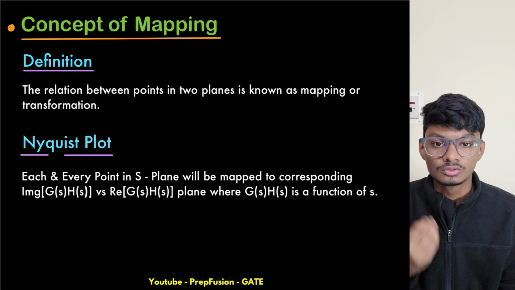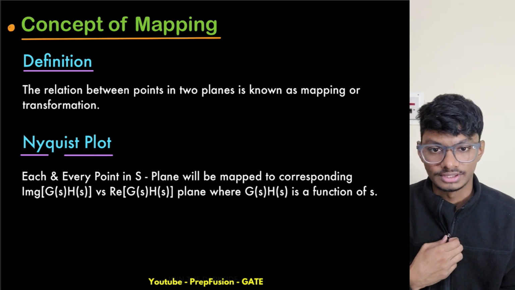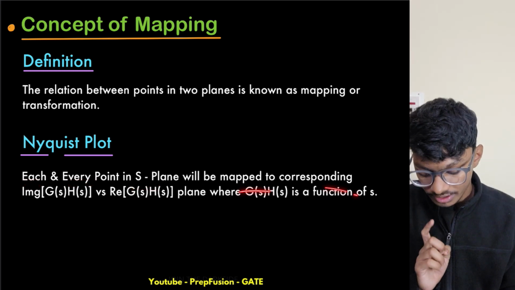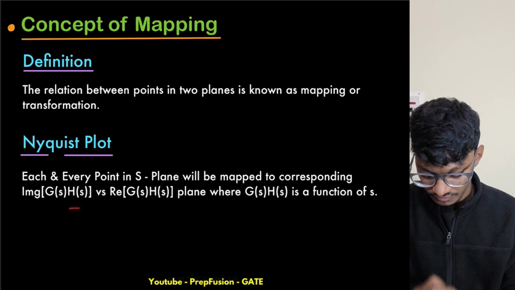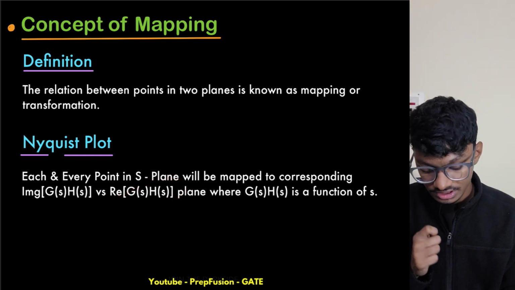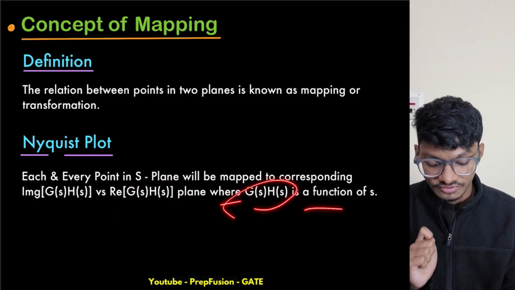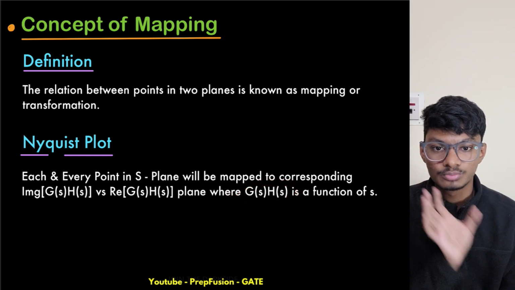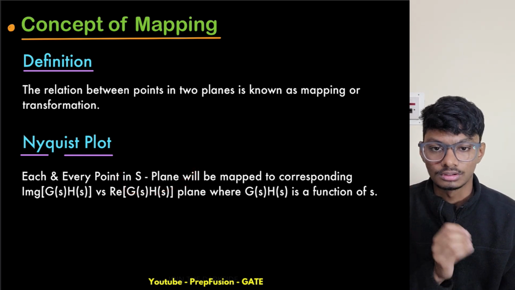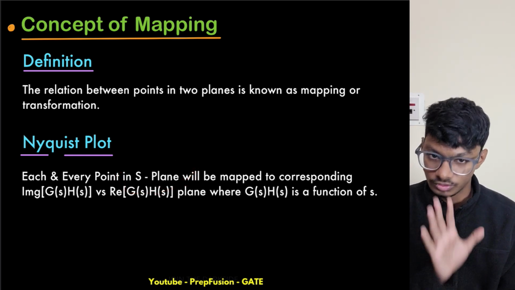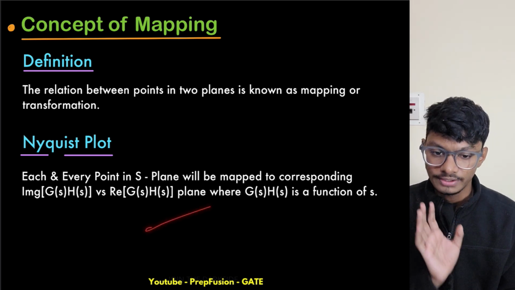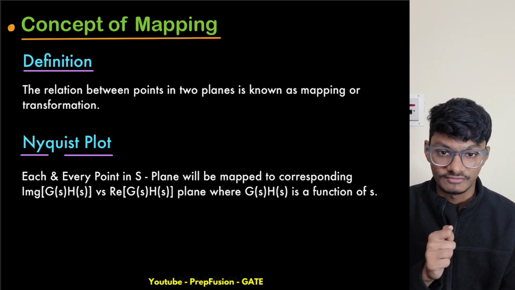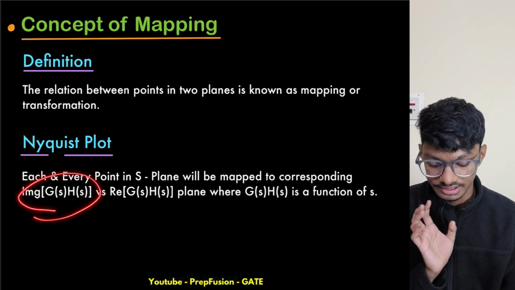Now, why is it used in the Nyquist plot or in control systems? Each and every point in the S plane will be mapped to the corresponding imaginary of G(s)H(s) versus real of G(s)H(s) plane, where G(s)H(s) is a function of s. Obviously you will not be able to understand this yet, but each point on my S plane, like the poles and zeros, will be mapped into that polar plot-like graph. The X and Y axes are the same, real and imaginary.